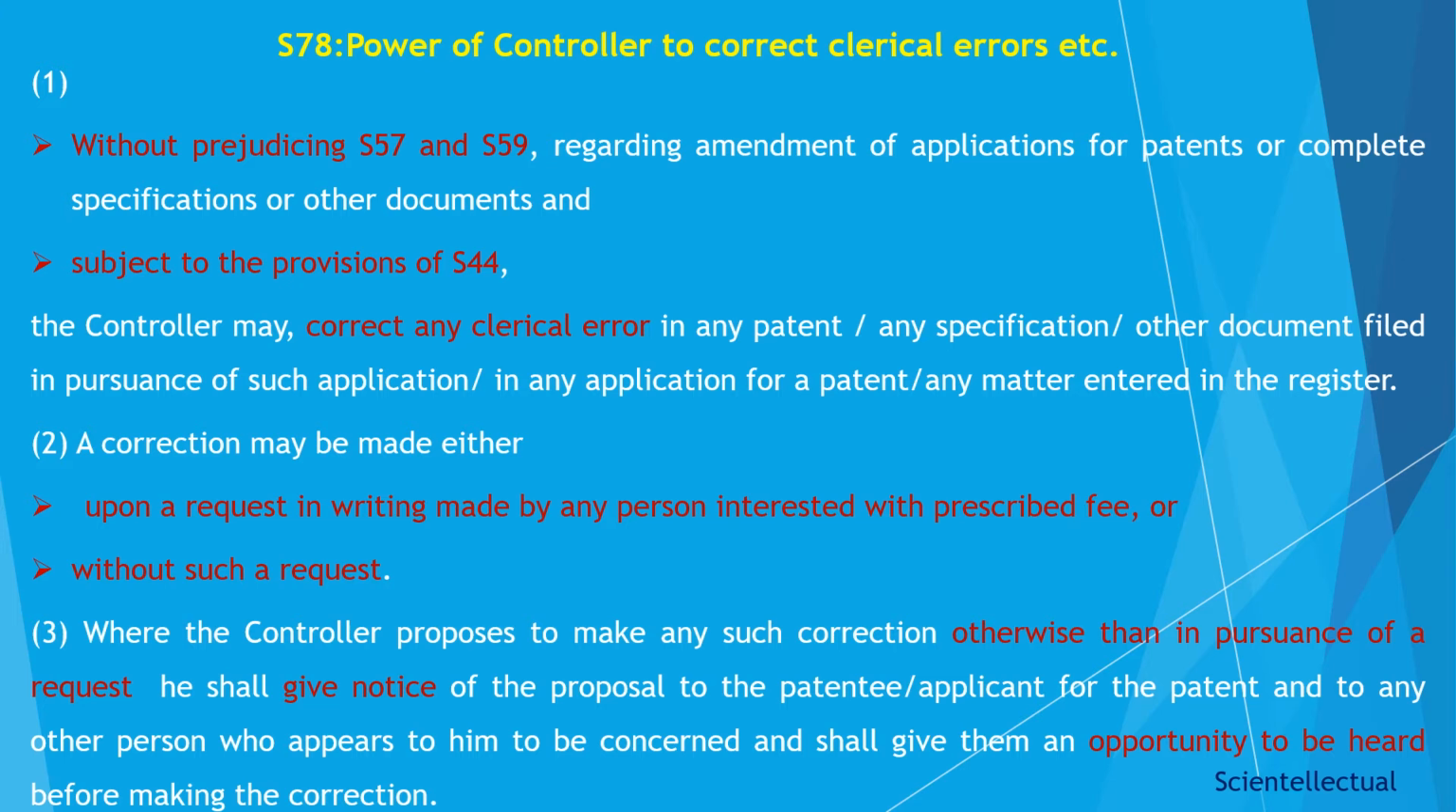Subsection 3. When the controller proposes to make any correction without request of any person interested, the controller shall give notice of his proposal to the patentee or to the applicant and to any other person who appears to him to be concerned, and will give them an opportunity to be heard before making the correction.